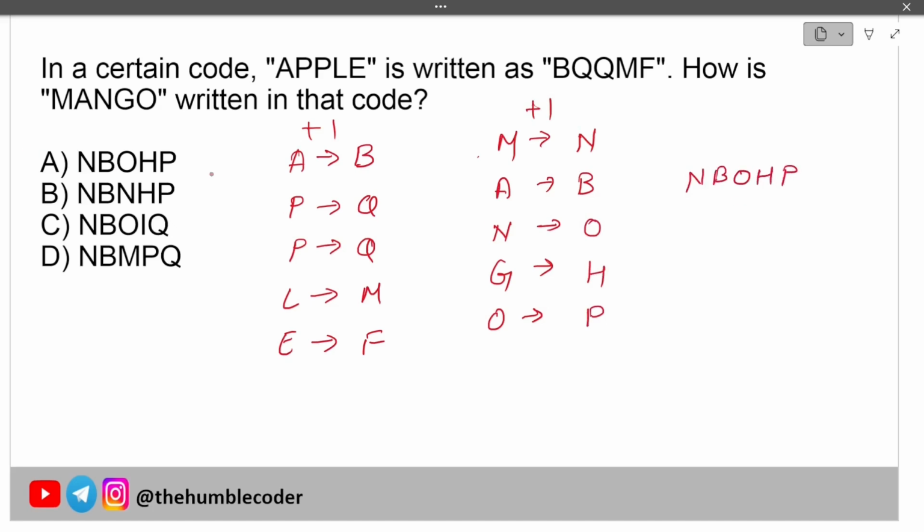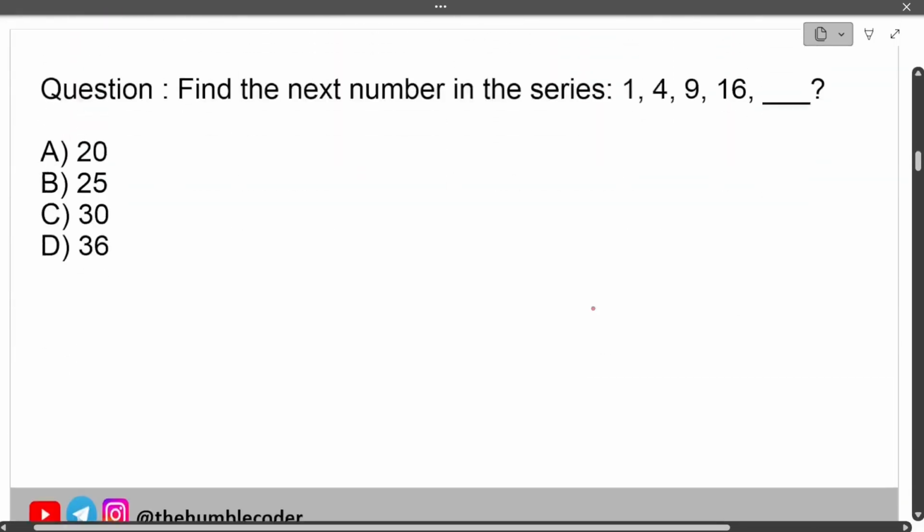Let's see if we have that option. Yes, option A is N, B, O, H, P. So the answer will be option A for this question. Let's move on to the next question now.